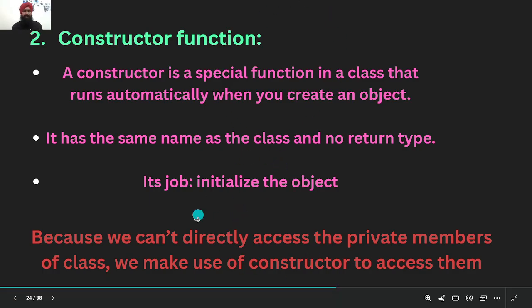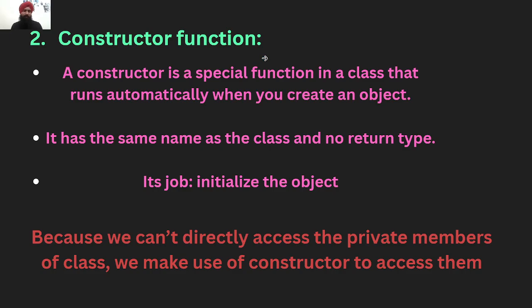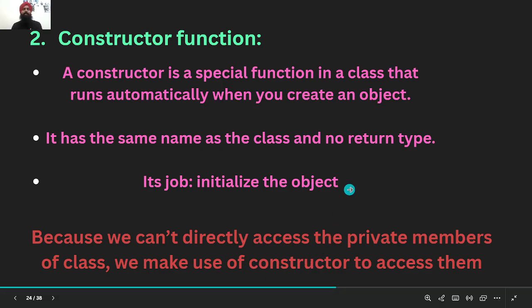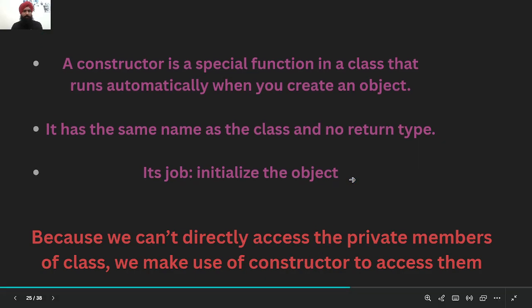Now, why do we need a constructor in our main class? Because we can't directly access the private members of our class. We use the constructor function, and we always make our constructor public because we can't directly access the private members. So we make use of the constructor to access them. Now here is the constructor in our program.